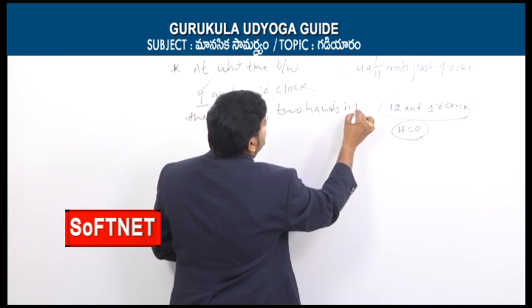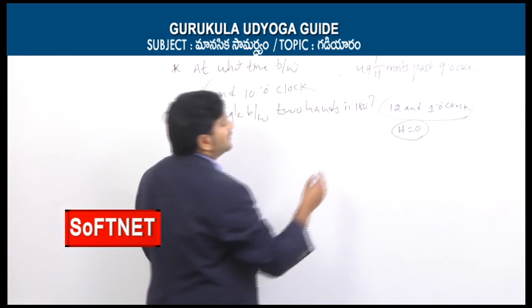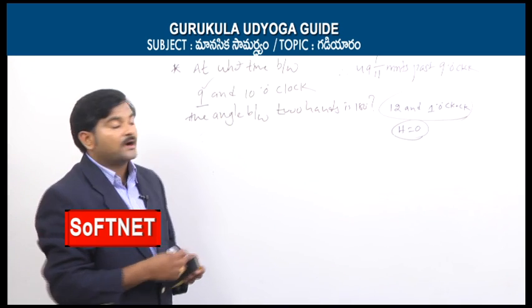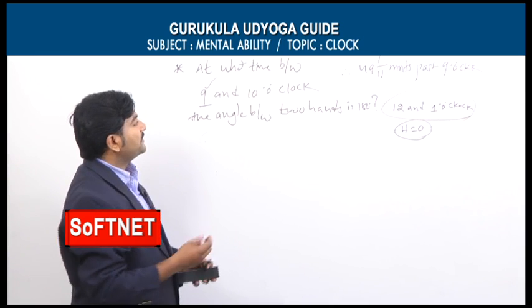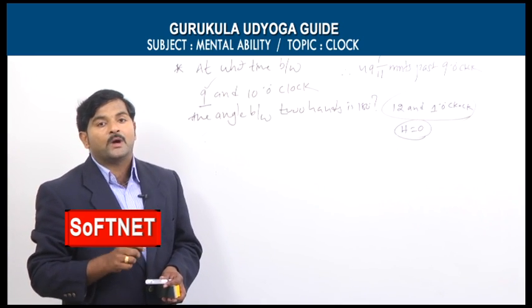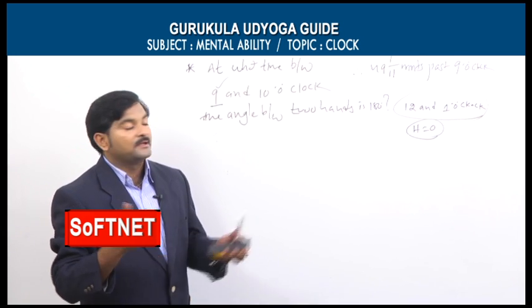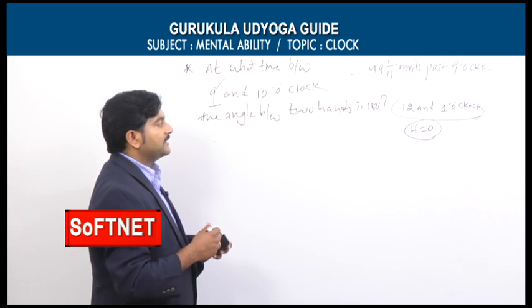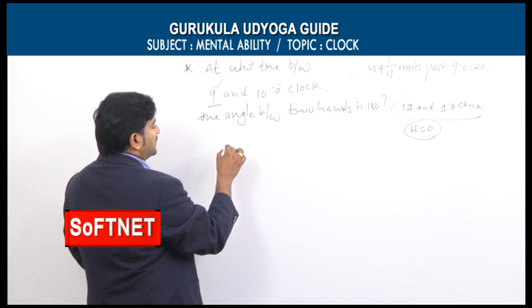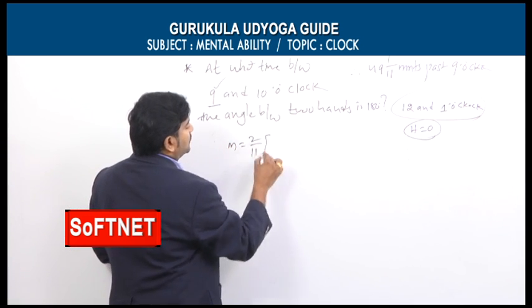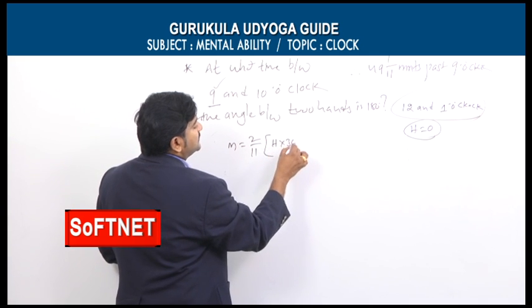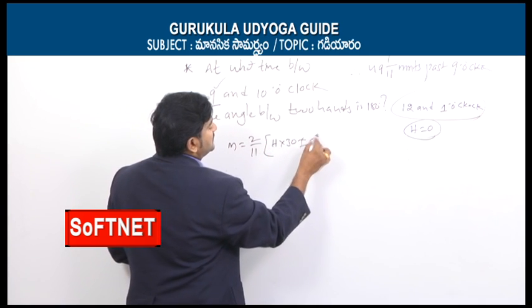Instead of 0 degrees, he may mention 180 degrees. Or instead of 180 degrees, he may mention at what time between 9 and 10 o'clock two hands are on the same straight line but opposite in direction. So the meaning is the same. For example, when we look into this formula, what is the formula? M is equal to 2 by 11 into h into 30 plus or minus theta.